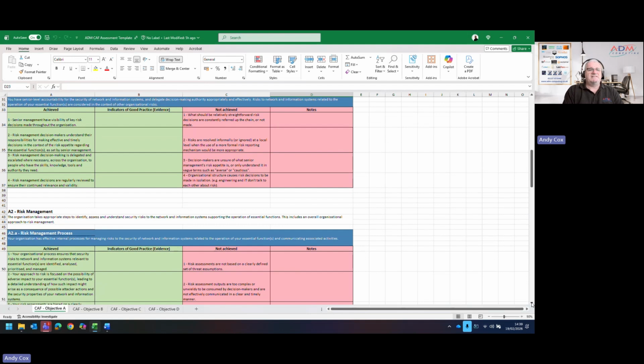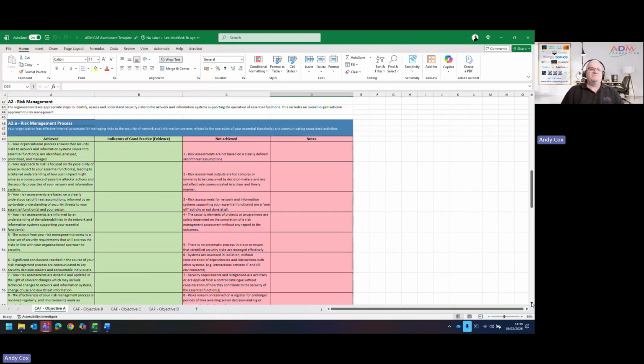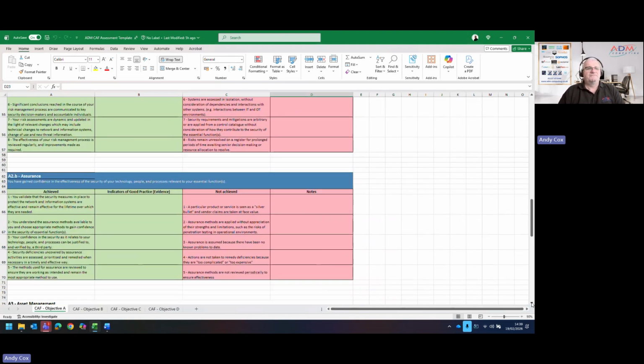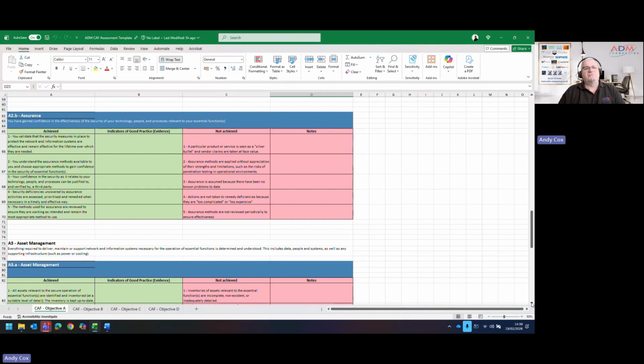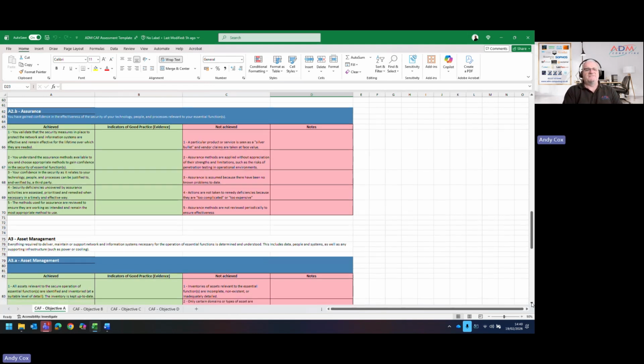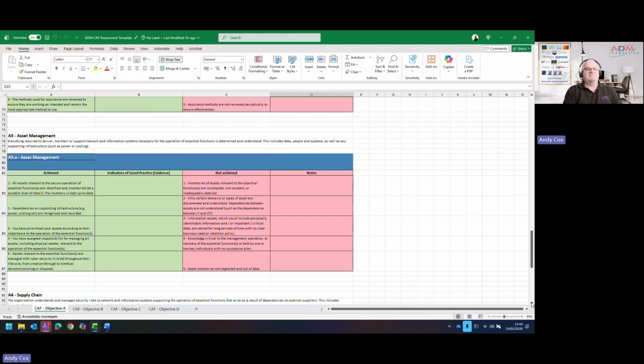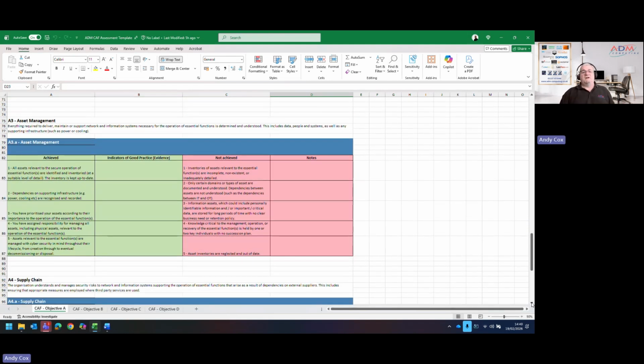So roles and responsibilities, decision making, we'll just very briefly go down through here. This is all under Objective A. Risk management: how do you manage the risk within the organization? Assurance: how do you continue to check your vulnerabilities, check your systems? Asset management: do you know what your assets are? Have you got an asset list?